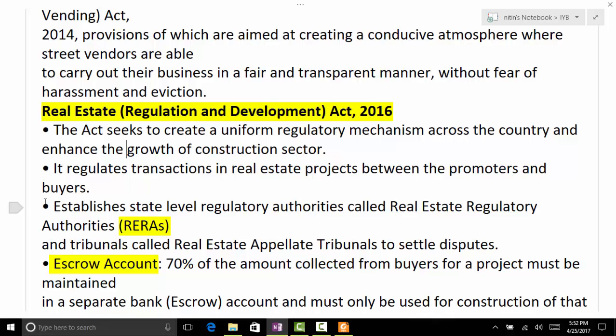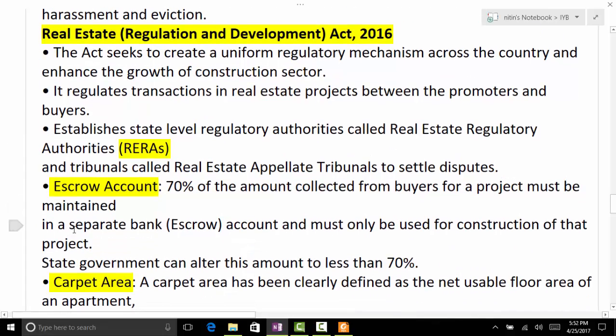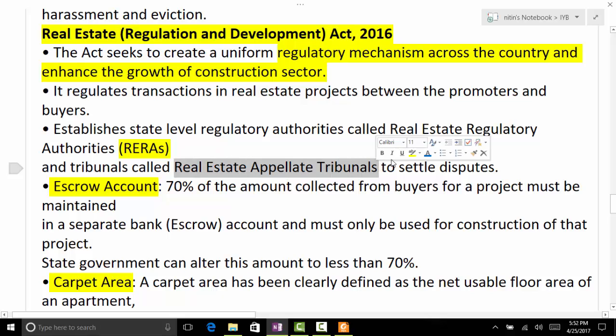Right? How could this be done? Now there are different mechanisms for it. First we see the objective. It says a uniform regulatory mechanism across the country and enhancing the growth of the construction sector. So this is the basic objective. Then, transactions in the real estate sector between promoters and buyers: RERA, the Real Estate Regulatory Authority, and Real Estate Appellate Tribunals to settle the disputes.